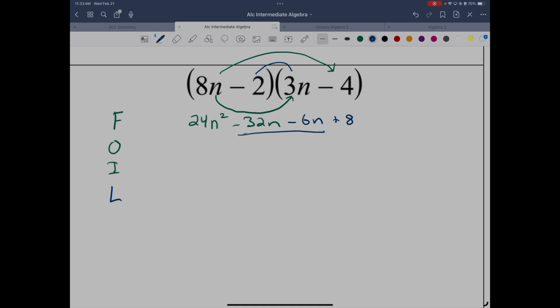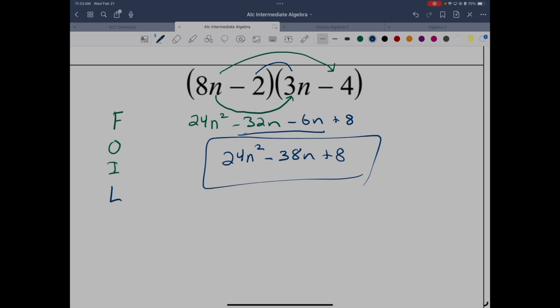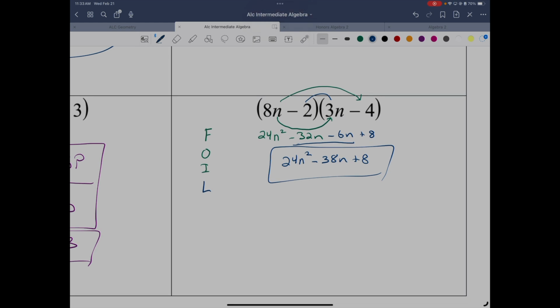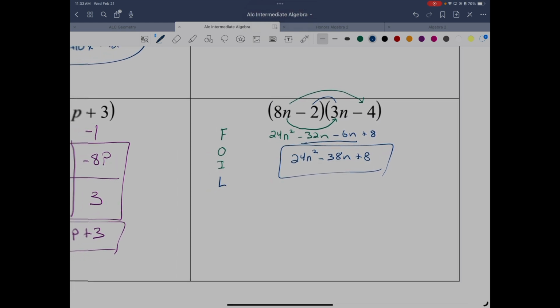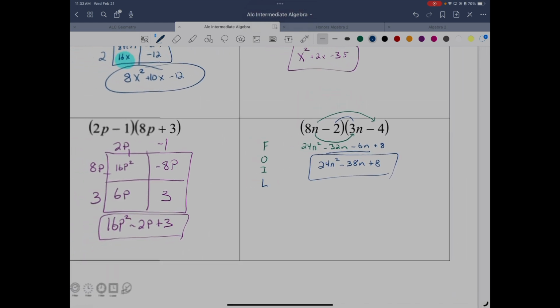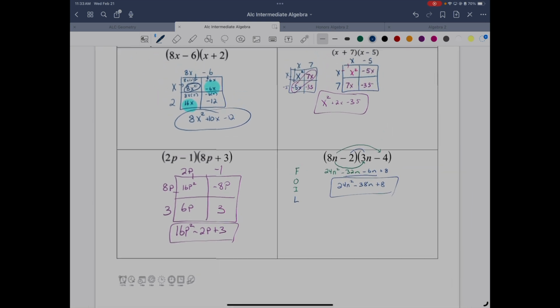Your middle terms can be put together. So it's 24n squared. Negative 32 minus 6. Get the calculator out. That's negative 38n plus 8. And there's your solution. And you're done. Same answer you got if you did using the box method, those of you that did? Would have been the same. Okay?